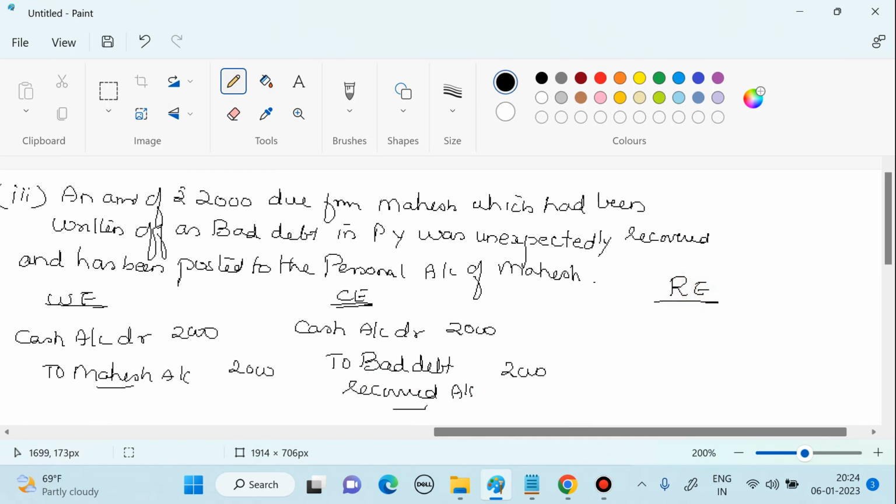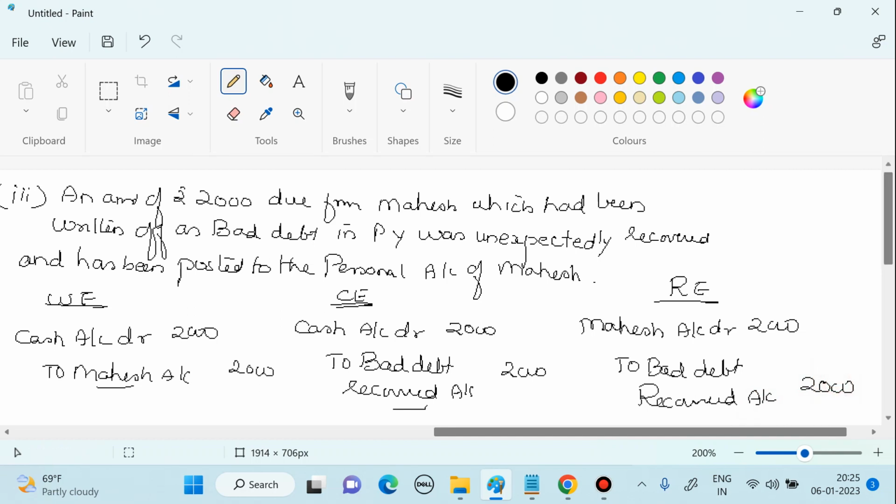Yes, ma'am. Now to rectify, what should we do? We should nullify the credit to Mahesh. So we would debit him and the amount should have been credited to bad debt recovered account, which is a gain for the business. So you would credit to bad debt recovered account. This would be the rectification entry.